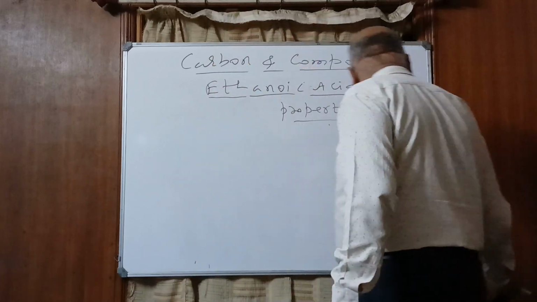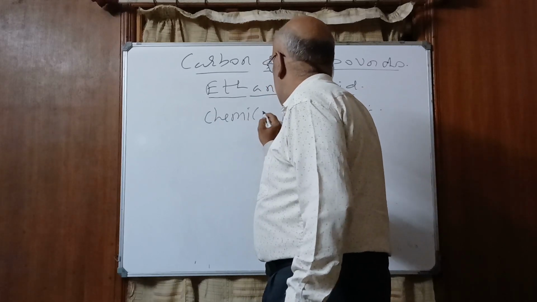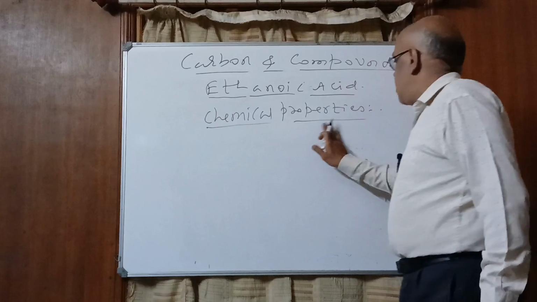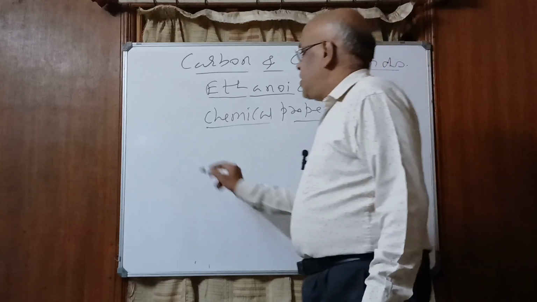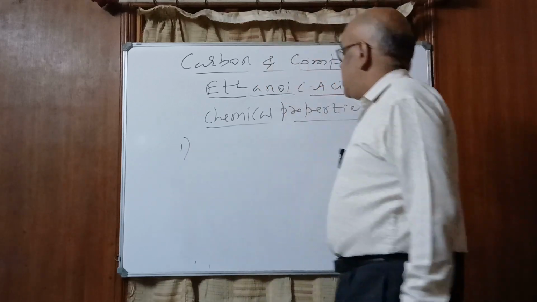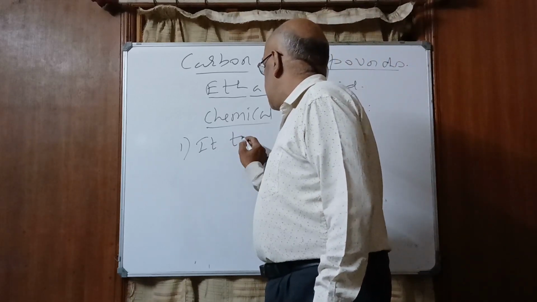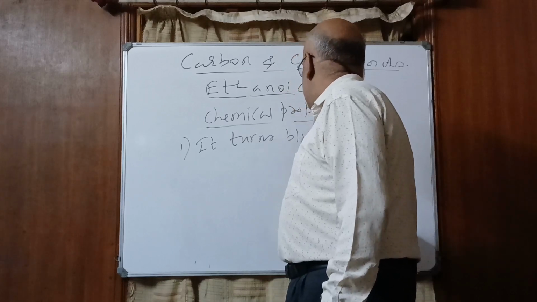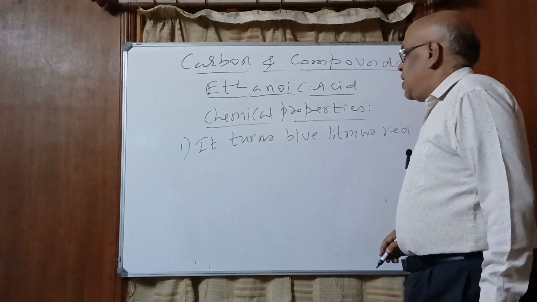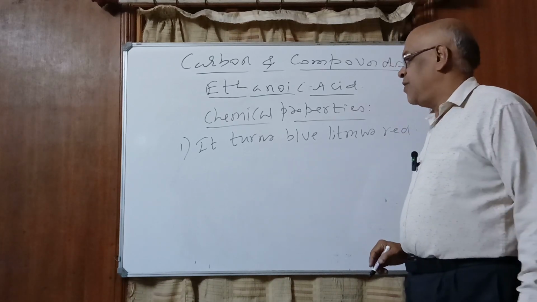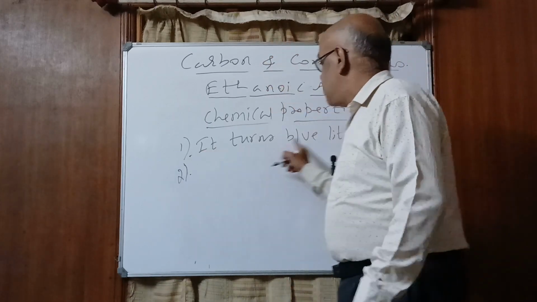Next, our chemical properties. Chemical properties of acetic acid. What are the chemical properties? Acetic acid turns blue litmus paper red, children. And one more thing, please remember, children. It turns blue litmus paper red.